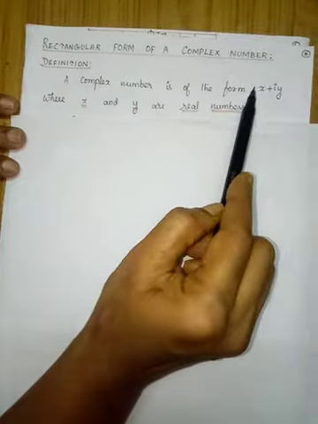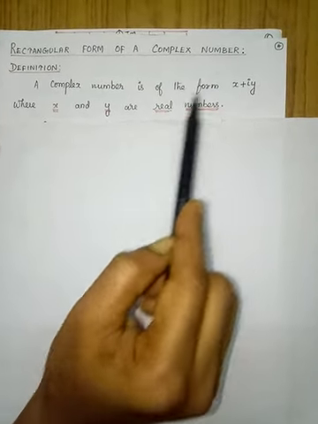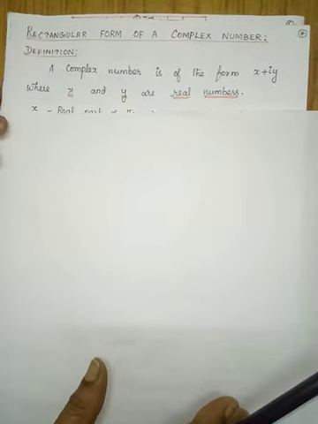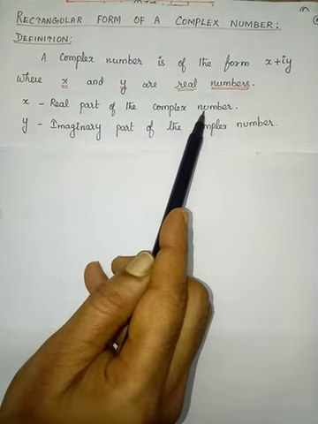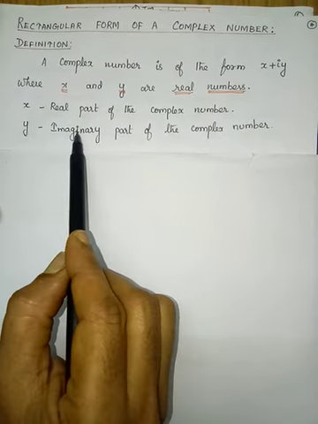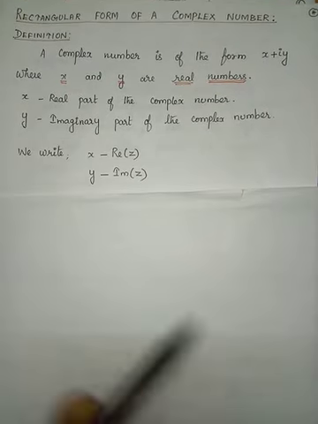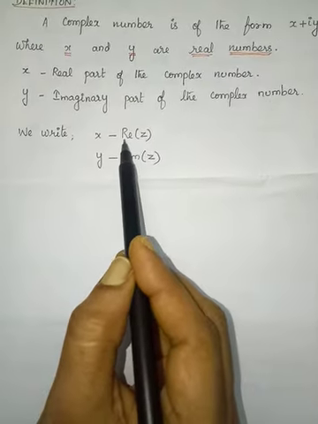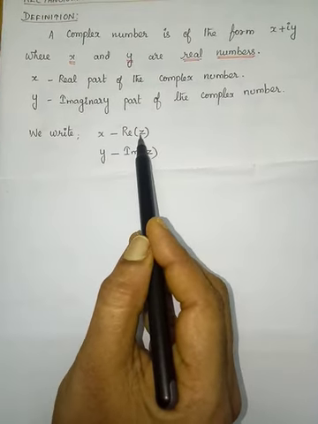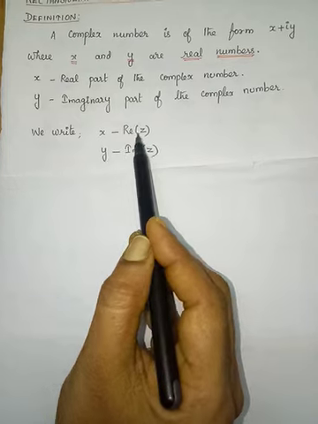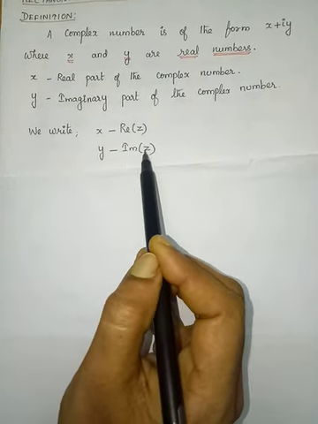So x plus iy is a complex number, in which x and y are real numbers. x is called the real part of the complex number and y is called the imaginary part of the complex number. So what is x? We can write x as Re of z, where z is a complex number. Re of z means the real part of z. And y is the imaginary part of z, that is Im of z.